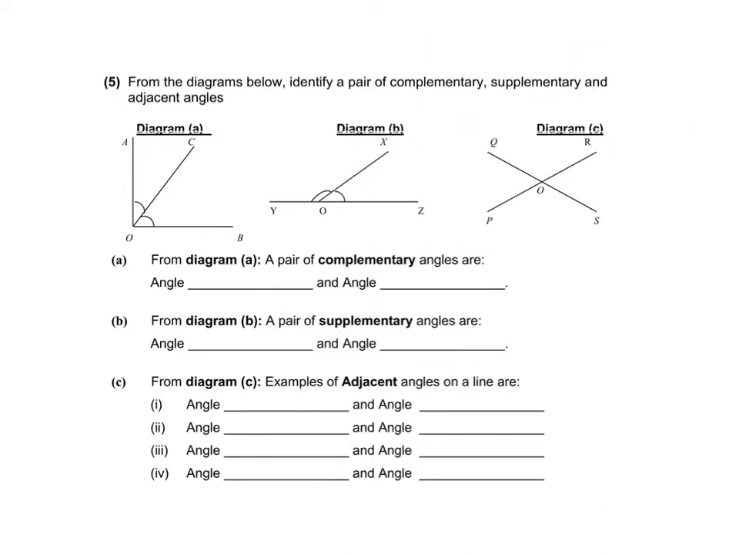Number 5, from the diagram below, identify a pair of complementary, supplementary, and adjacent angles. So from here you can see diagram A. This is obviously the complementary angles. And then this one, diagram B, adds up to 180. So this is quite obvious. This is supplementary angles. Okay, and diagram C, we have quite a number of different angles. Not very sure what they want. So let's try to fill in our blanks.